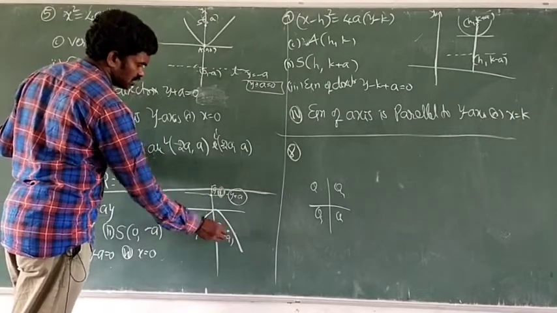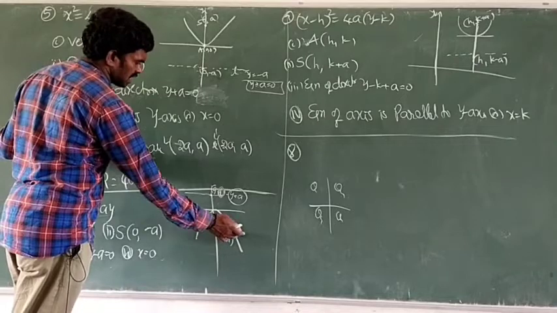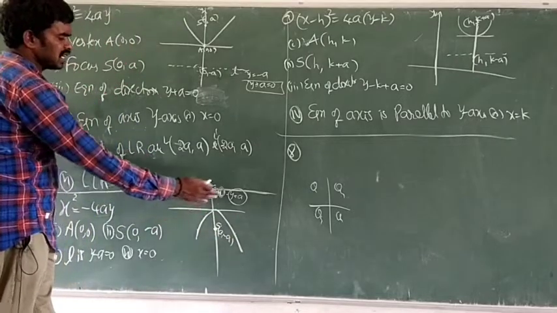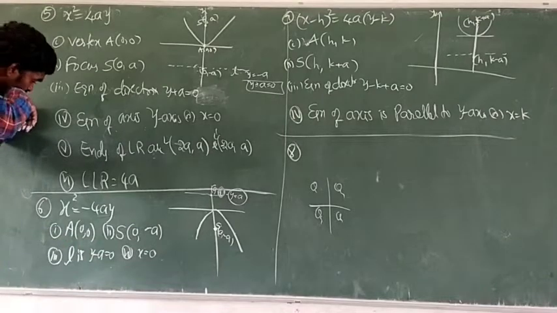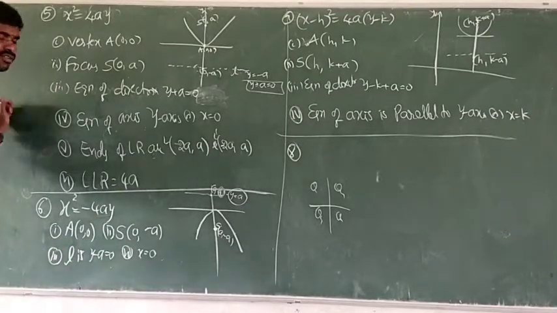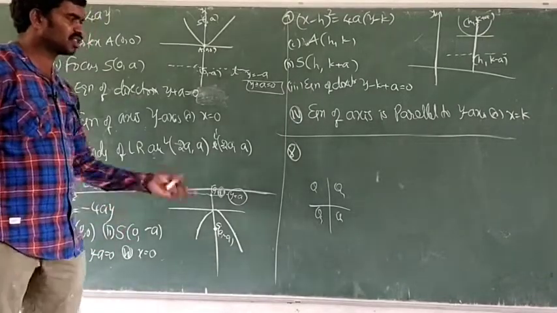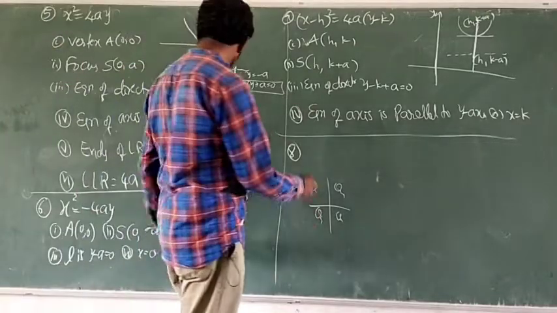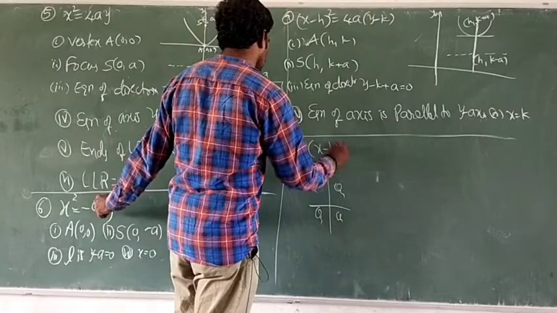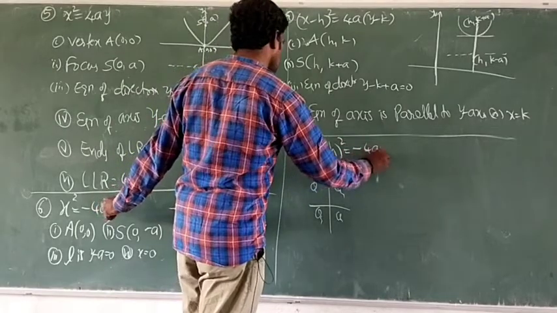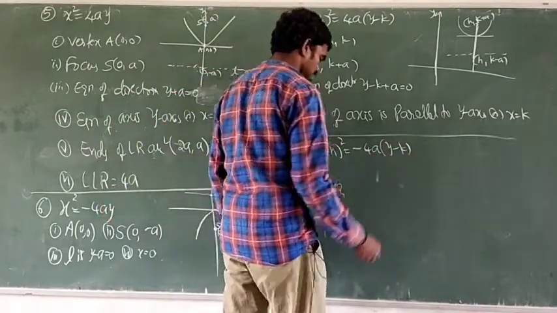left to right. So here also it is minus, it is plus: 2a comma minus a, and minus 2a comma minus a. Next, length of latus rectum 4a. So these three are enough, and this is very important. Next, x minus h whole square equal to minus 4a into y minus k.